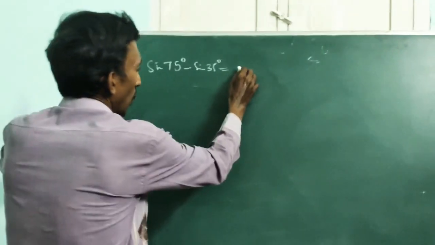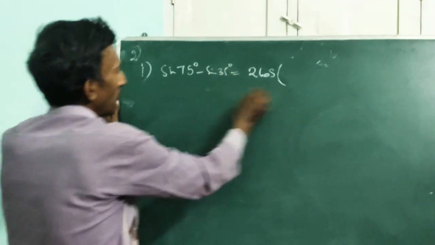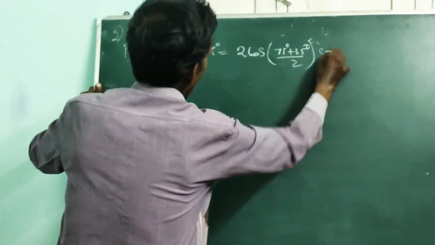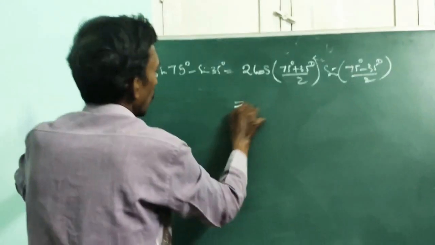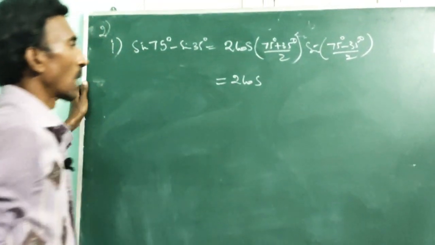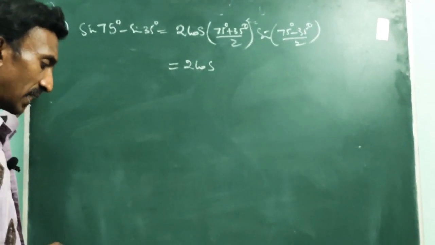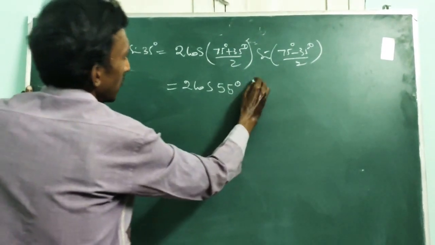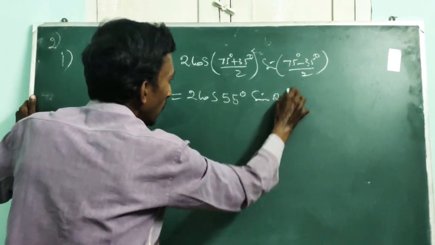So 2 cos((75 plus 35) by 2) sin((75 minus 35) by 2). What is the sum? 110 by 2, that is 55 degrees. And 75 minus 35 is 40, 40 by 2 equals 20 degrees.